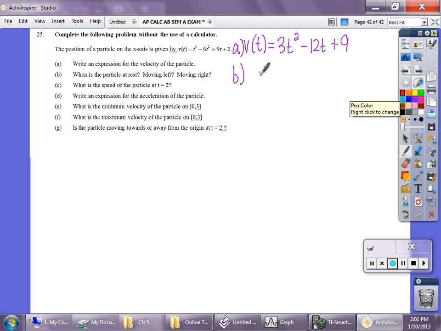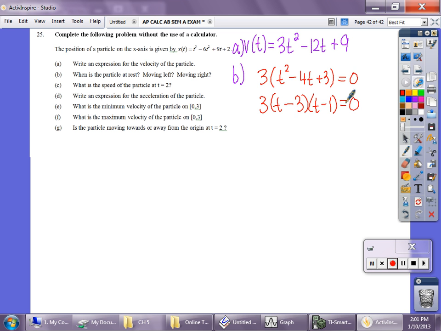And if I'm going to do that, let me factor out a 3. Set equal to 0. The factors would be t minus 3, t minus 1 equals 0, t equals 3, and t equals 1. So the definition of resting would be where the velocity is 0. Then they're asking me moving left and right. So here's my velocity sign chart. We always start only from 0 for a velocity sign chart.